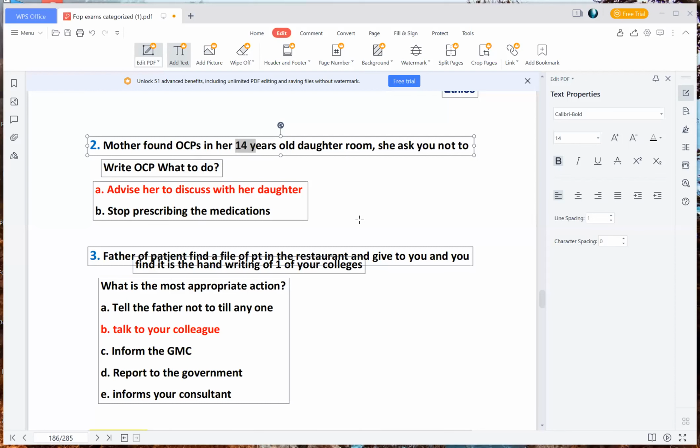Okay, 13 years, because it was confusion that it is 16. 16 is the age at which you are legally considered competent to give consent. And if it is below 13 years, then you suspect that this is a case of rape or sexual abuse. You still prescribe the medication, but you involve the social services or police to look into the case.